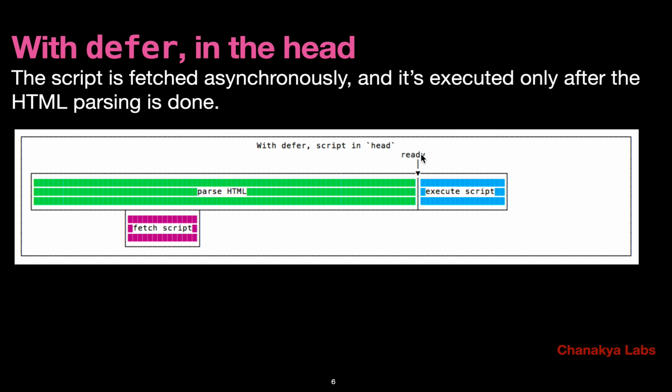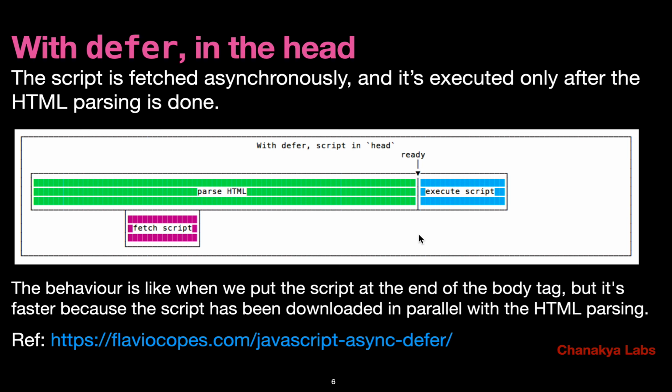But after that, as soon as we are done, we are ready for execution, because by that time we have already fetched the script. Why wait for the downloading if it can be done in parallel, right? And as soon as the HTML parsing is done, the script is immediately executed. This is like the behavior when we put the script at the end of the body tag, but it's faster, because when we put it at the end, after the parsing was done, the script was fetched, and then executed. Here the script is already fetched, right? It is faster because the script has been downloaded in parallel with HTML parsing, and just the executing is done.